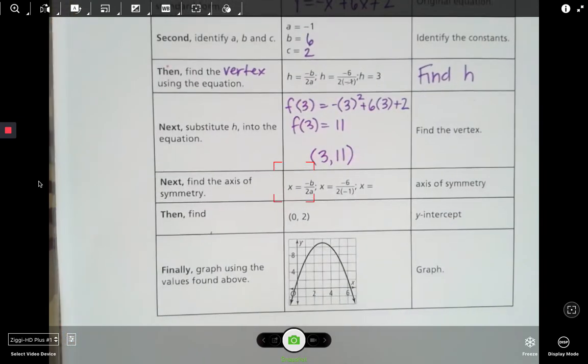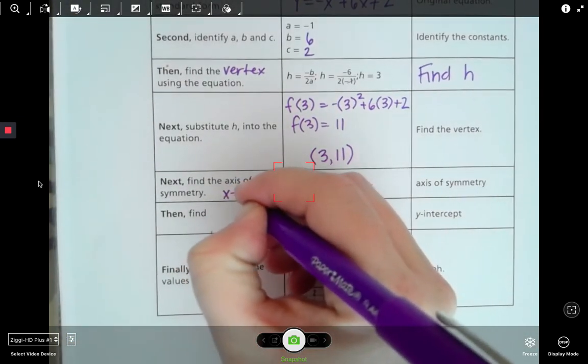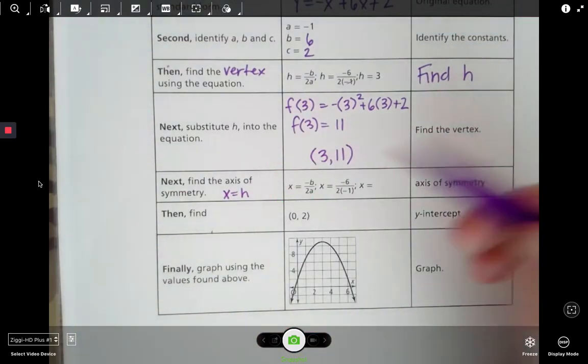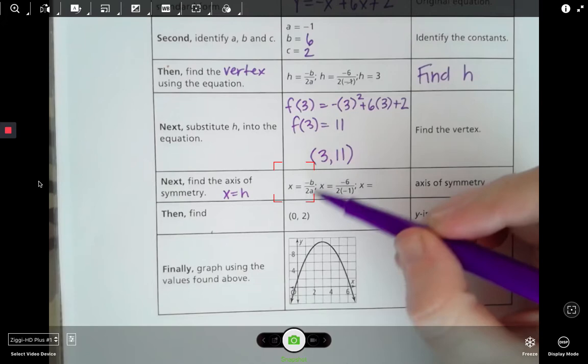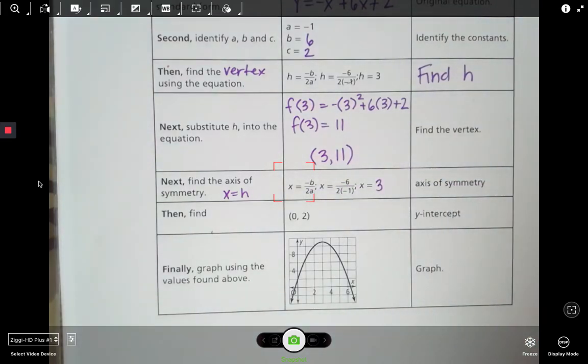Next, they tell us to find the axis of symmetry. I don't know if you remember or not, but the axis of symmetry is x equals h. Well, do we know what h is? Yeah. They're using this formula, but if we've already done all that work, there's no sense in that, is it? So x is equal to 3.